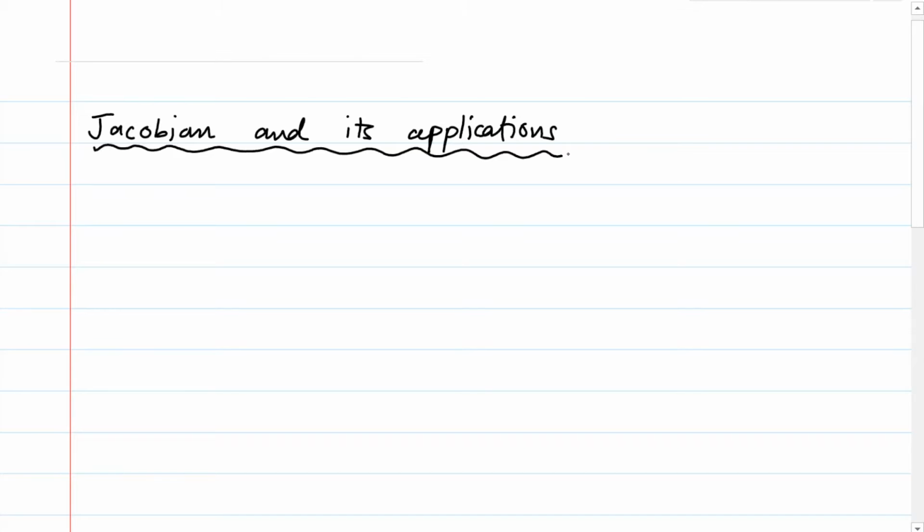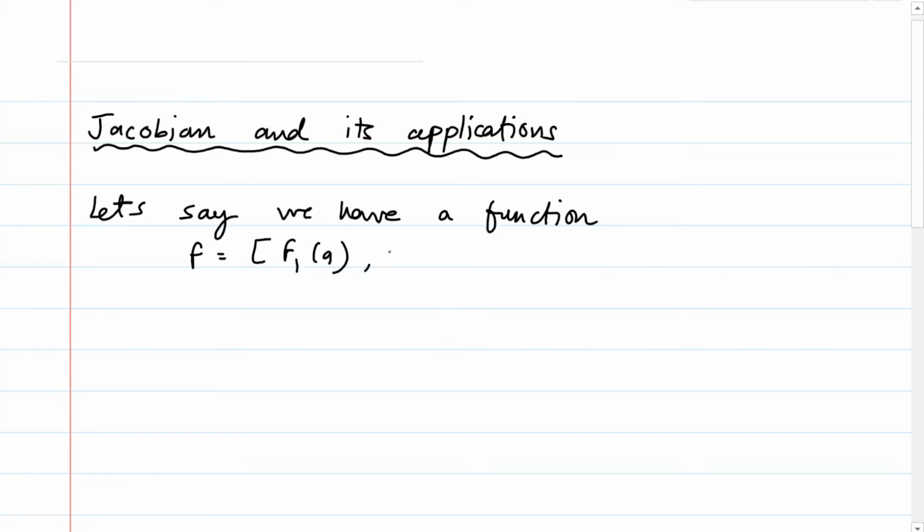Okay, so what is the Jacobian? Let's say we have a function, say f, that is really composed of many other functions. So let's say f1(q), f2(q), f3(q), and so on till fm(q). Okay, so it's a function of functions.